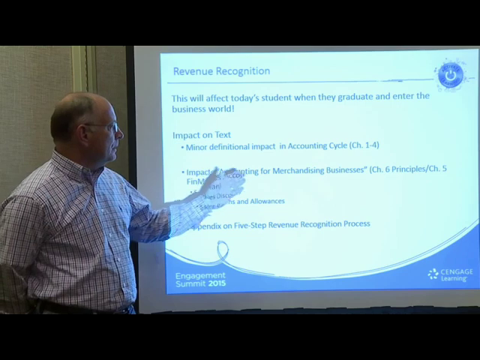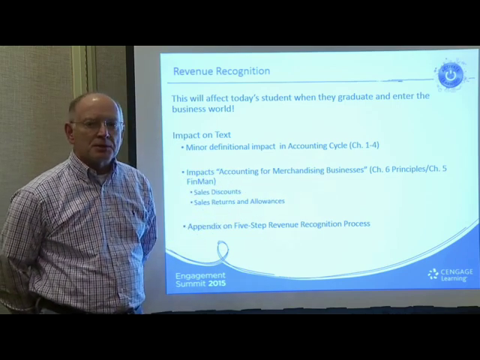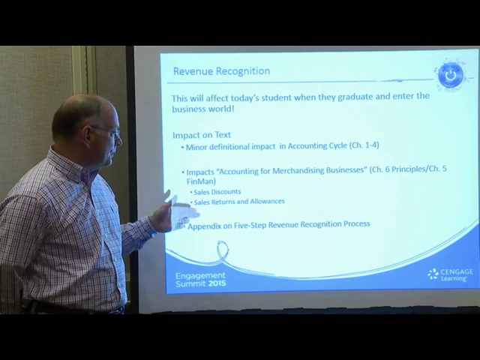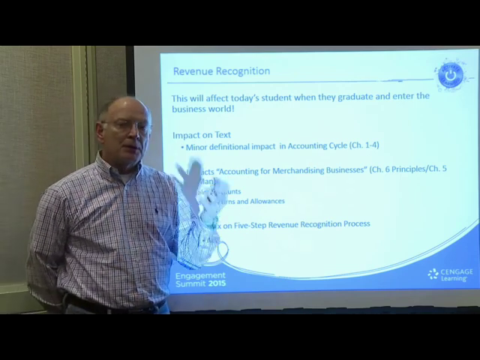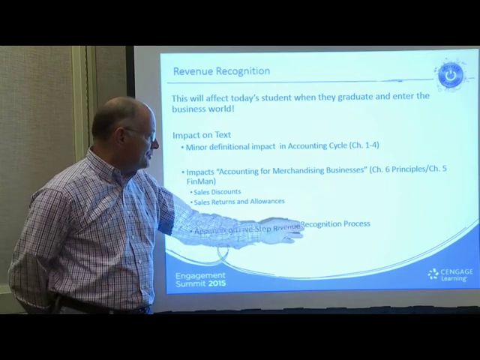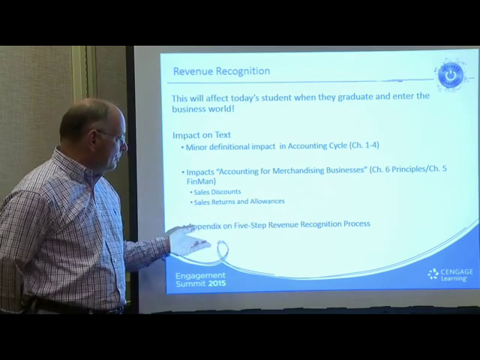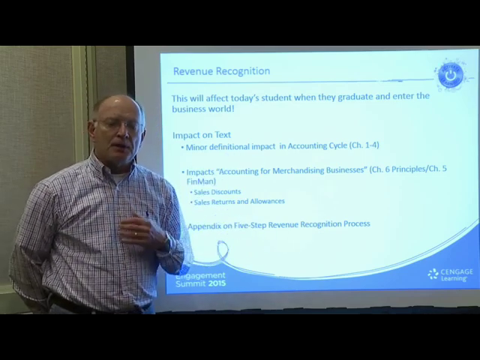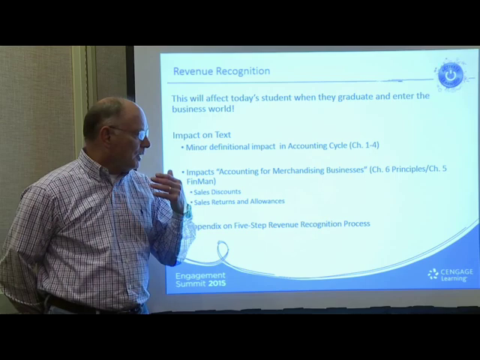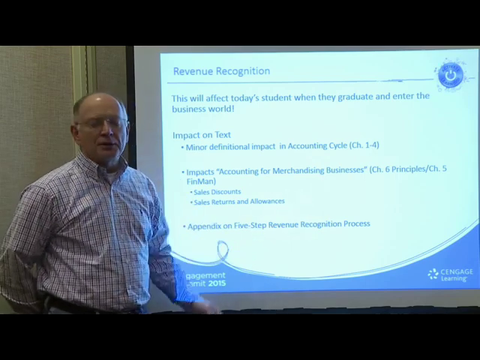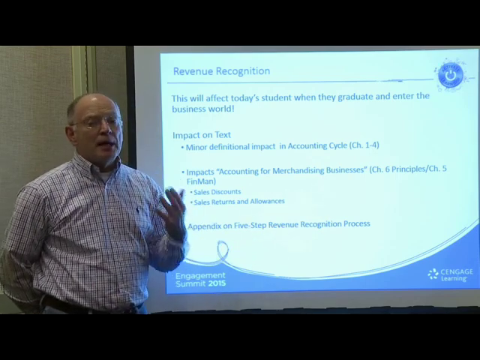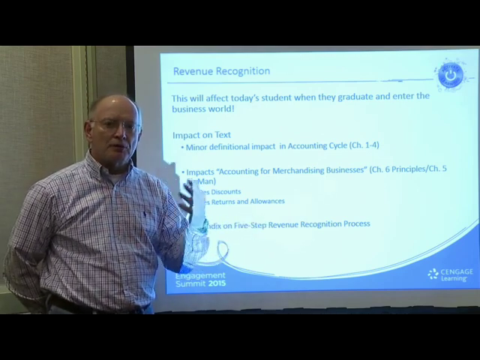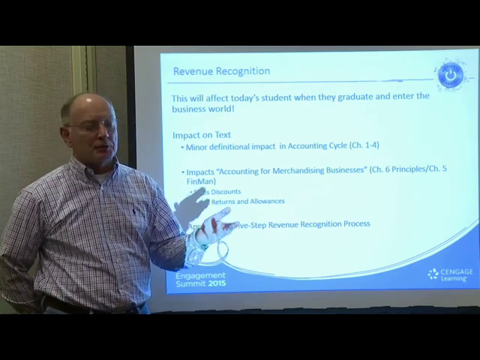The real impact is in when we cover merchandising businesses. Specifically, it impacts how we cover and how we teach sales discounts and sales returns and allowances. In addition to that, this new standard has a 5-step revenue recognition process. We've placed that into an appendix at the end of our text. In introductory accounting, the transactions we present automatically meet the criteria for the 5-step process. However, you may want to make your students aware of this 5-step process and how it might affect more complex transactions that they might encounter in the business world.